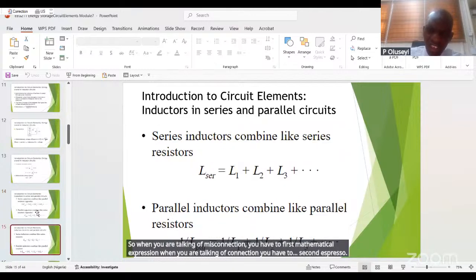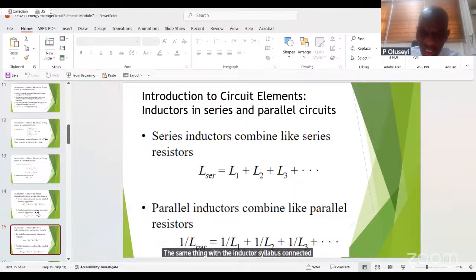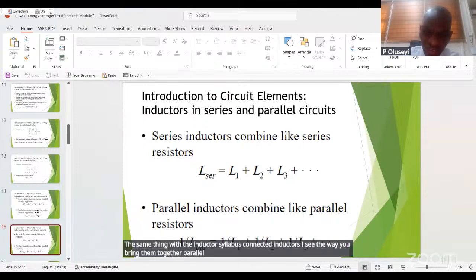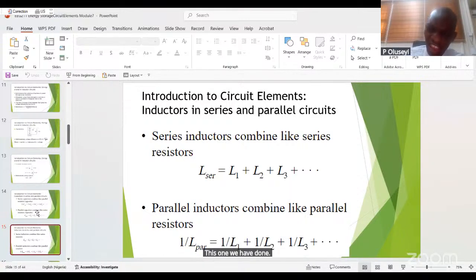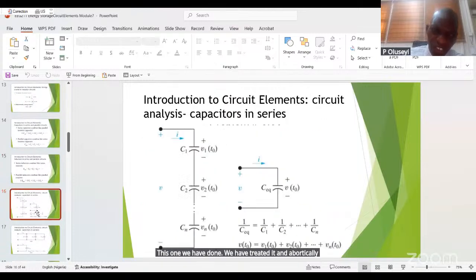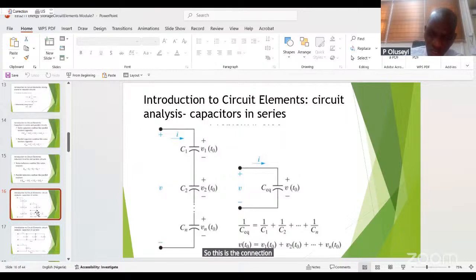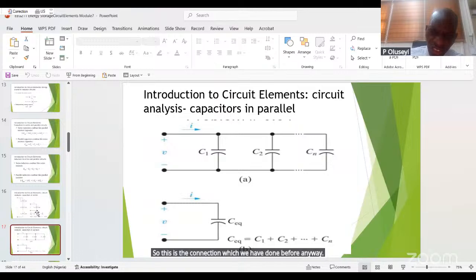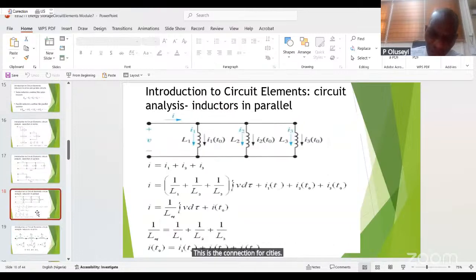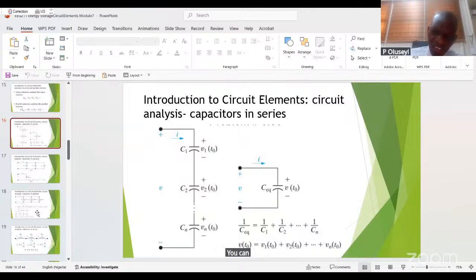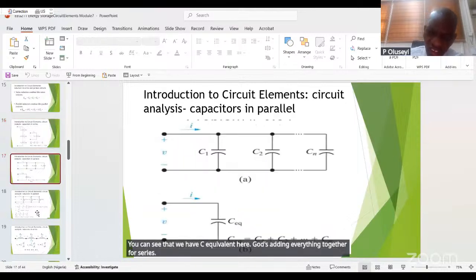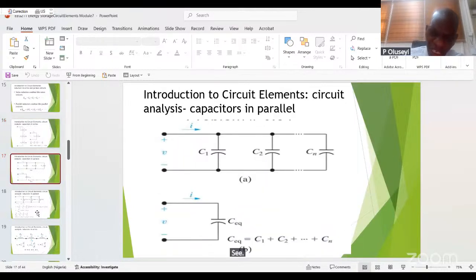The same thing with the inductor: series connected inductors. You can see the way you bring them together, while parallel connected inductors are assumed as well. This one we have done, and we have treated it elaborately in our previous lecture. So this is the connection which we have done before anyway. This is the connection for series, for parallel. You can see that we have C equivalent here, adding everything together for series, and C equivalent here, adding all together for parallel.